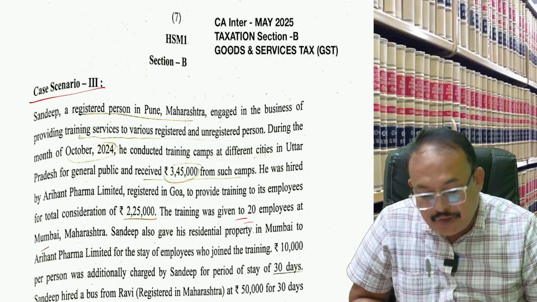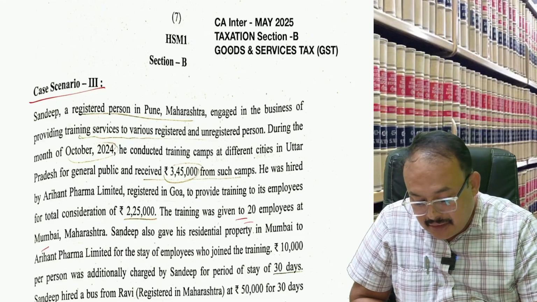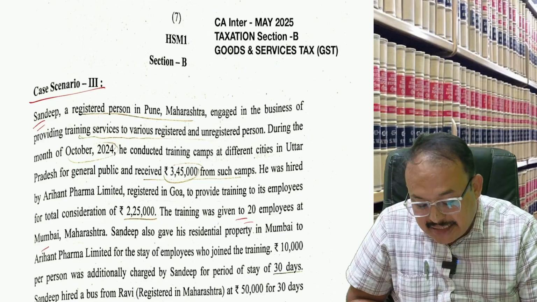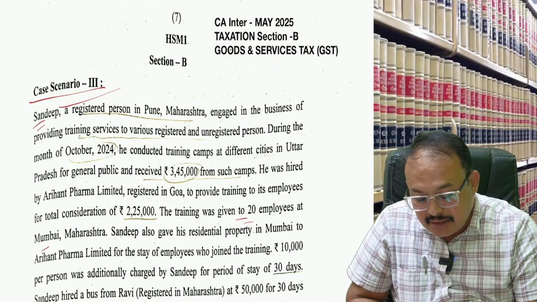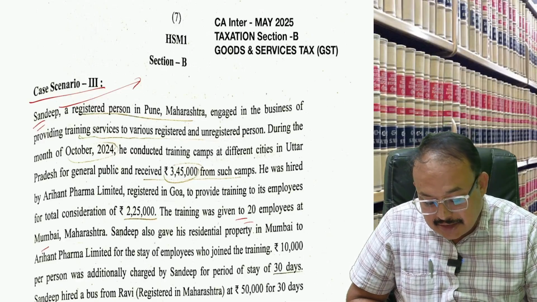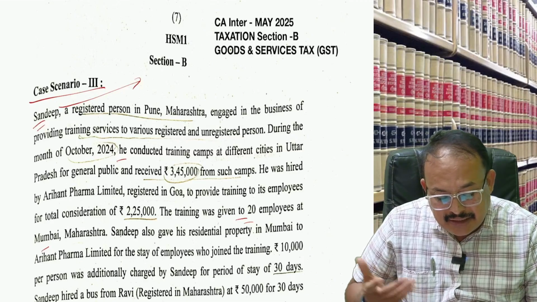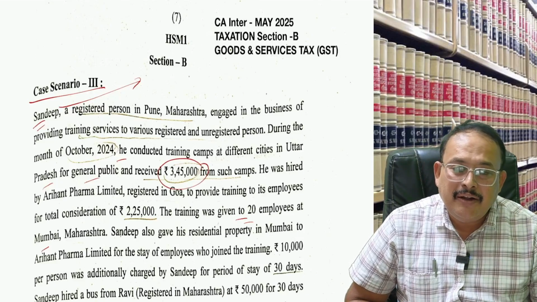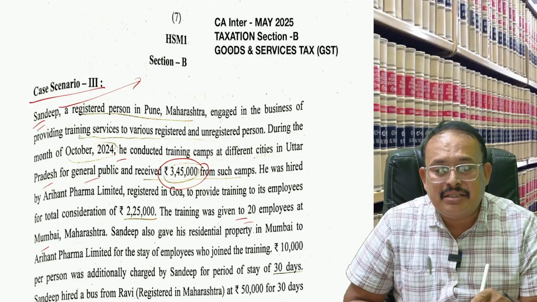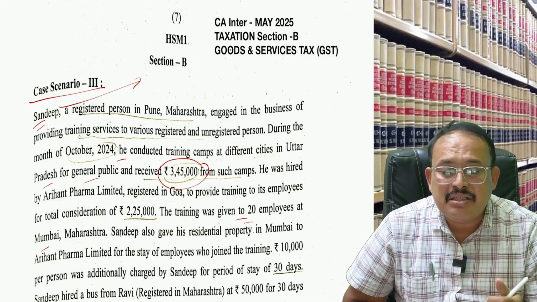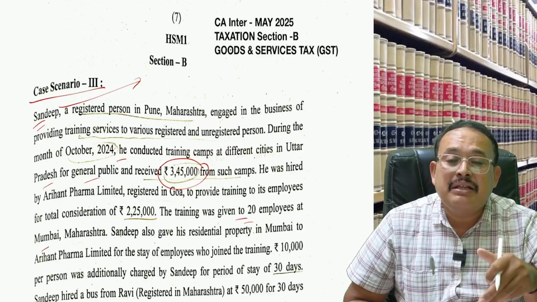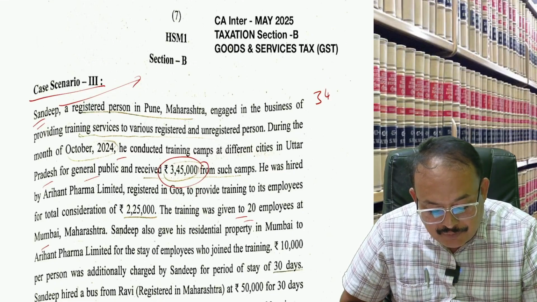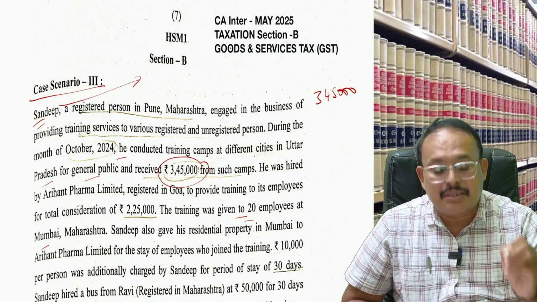Here, case scenario 3, under the GST part: Sandeep, a registered person from Maharashtra, is providing training services, which is a taxable supply. Sandeep is the supplier. He conducted training camps at different cities in Uttar Pradesh for the general public and received 3,45,000. If training services are supplied to the general public, meaning unregistered persons, the place of supply is where the performance is actually performed. So Uttar Pradesh, 3,45,000 is an interstate supply, which is taxable.